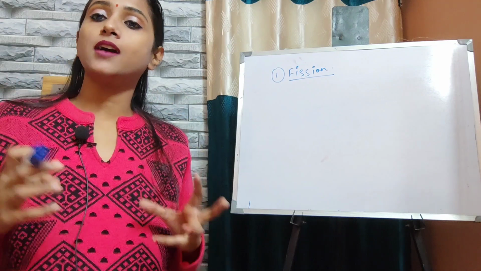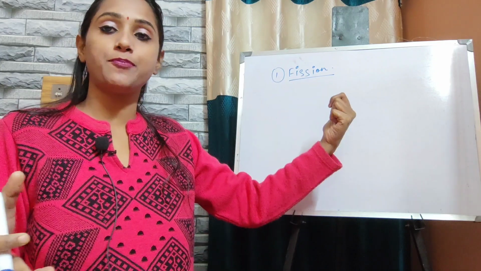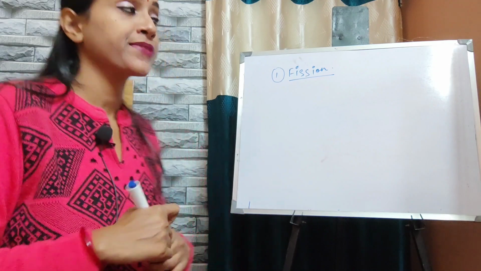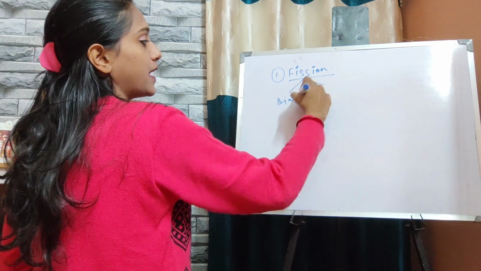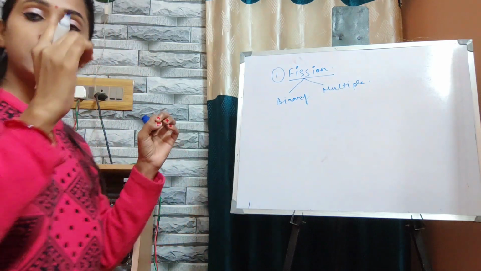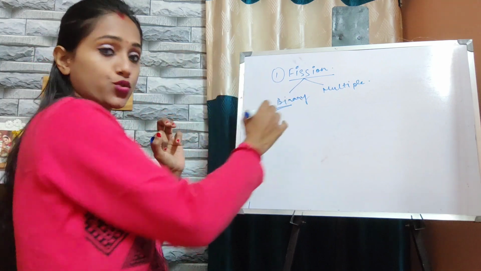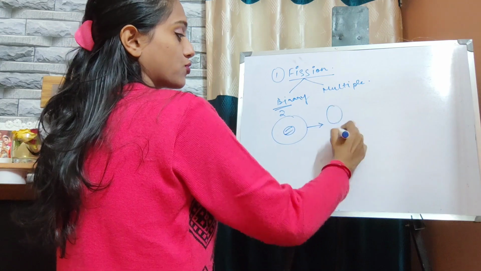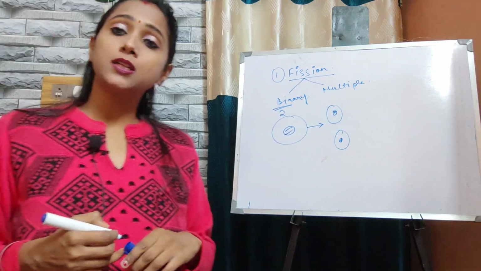Fission means here one large nucleus will be broken down into two or more nuclei. Okay, this is called fission. This type of reproduction can be seen mainly in amoeba. Now this fission is again divided into two types. One is binary fission, another is multiple fission. Binary fission means the nucleus or the mother cell will divide to form two daughter cells. That is, bi means two. So here one mother cell will form two daughter cells. This is binary fission. But what is multiple fission then?